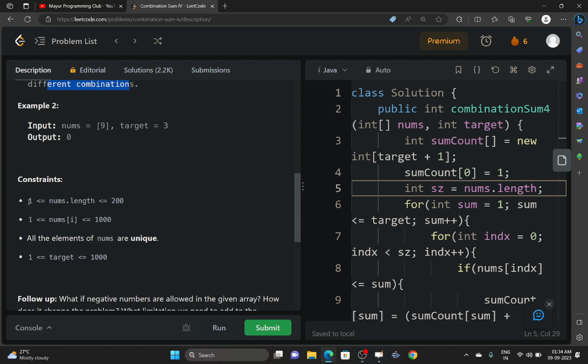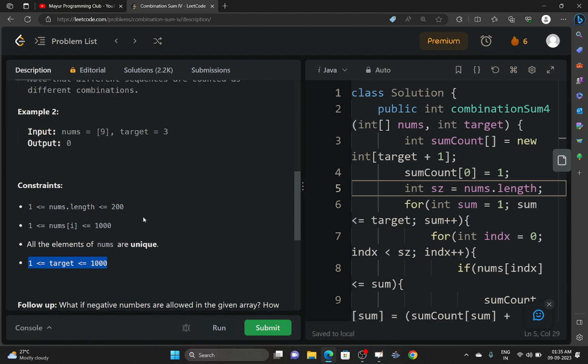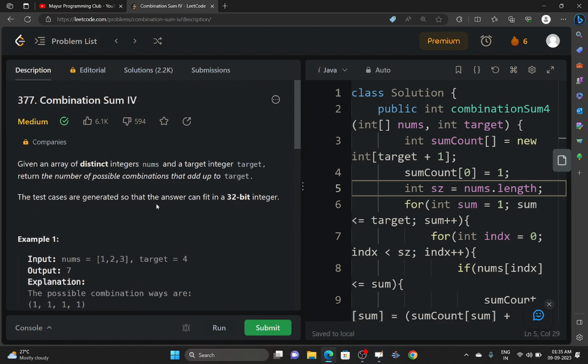So the constraints are as follows. The nums length is of order 200 and values in the nums array are of order 1000, and all the elements in the nums array are unique, and the target value is of order 1000. So let's try to solve the problem.